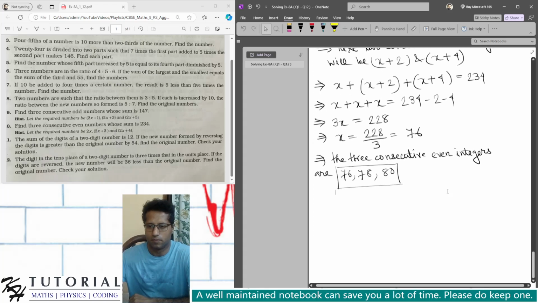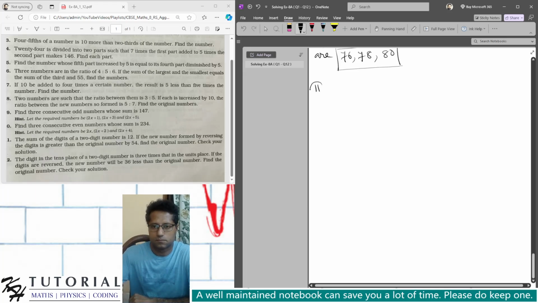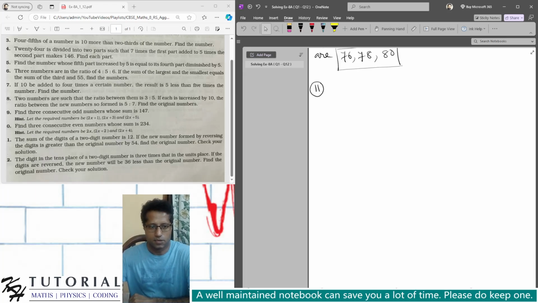Okay, let's do problem number 11. The sum of the digits of a two-digit number is 12. If the new number formed by reversing the digits is greater than the original number by 54, find the original number. Okay, the sum of the digits of a two-digit number is 12.